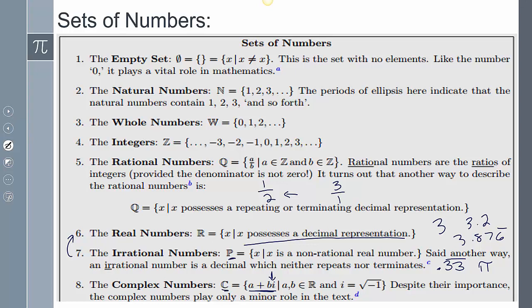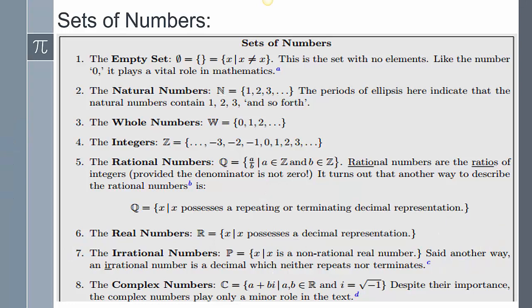So notice all of these sets of numbers have a special letter that we've defined for them. I could be using these letters later on in class, and you have to realize, wow, if I'm using W, I'm referring to the set of all the whole numbers. If I use Z, it's the set of all integers, which means positive and negative whole numbers. And this is something that you guys are going to have to recognize.